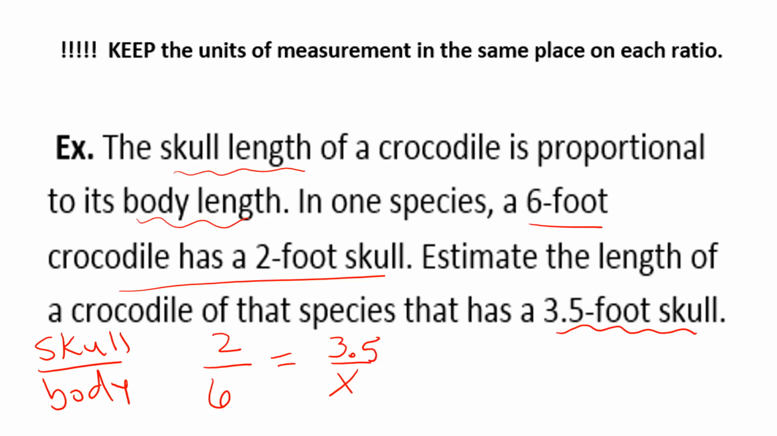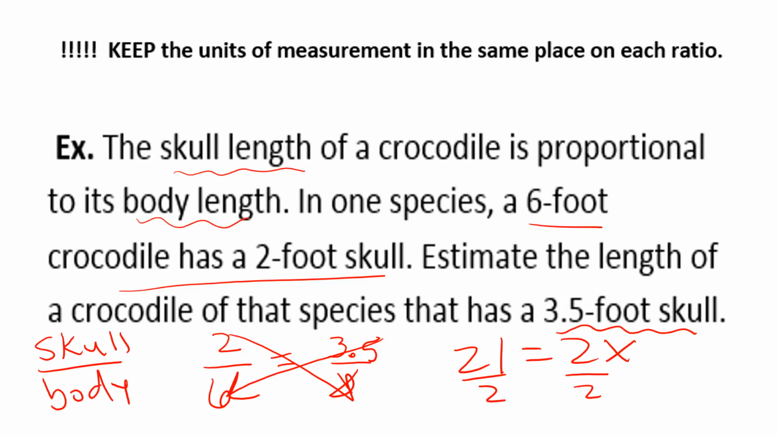We are going to cross multiply, so we are going to get 3.5 times 6 is 21 equals 2 times x. We are going to divide by 2 on both sides, and you will see that the body is 10.5 feet. We were solving for the estimated length of the crocodile. The length is 10.5 feet. Please bring any questions you have back to class. Thank you.